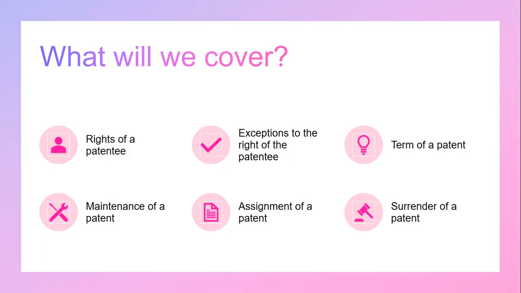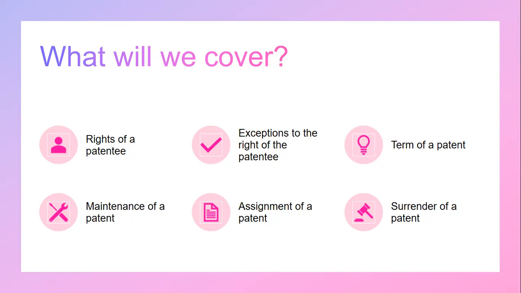Then we talk about assignment of a patent. That is when you completely assign all the rights of the patent to a third party. And then sometimes a patentee might want to surrender a patent. Surrender is something we have to cover in the next session, probably next week. But if I get time, I'll try to cover it today. Otherwise, we'll cover it next week.